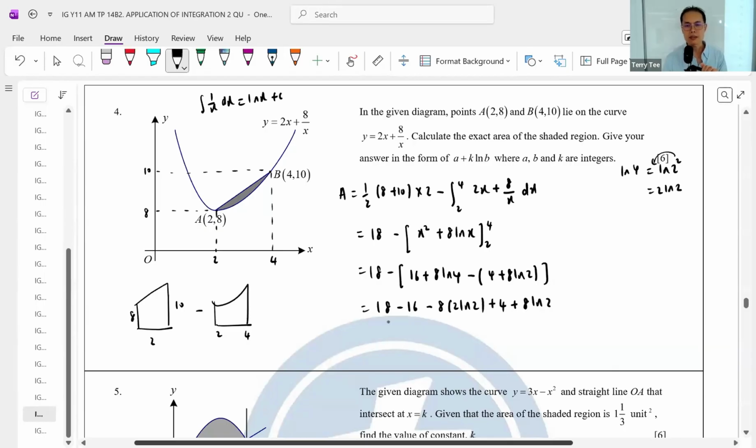Now your 18 minus 16 is 2. 2 plus 4 gives us 6. This is minus 16 plus 8 of ln 2 is minus 8 ln 2. So your final answer is 6 minus 8 ln 2 square unit.